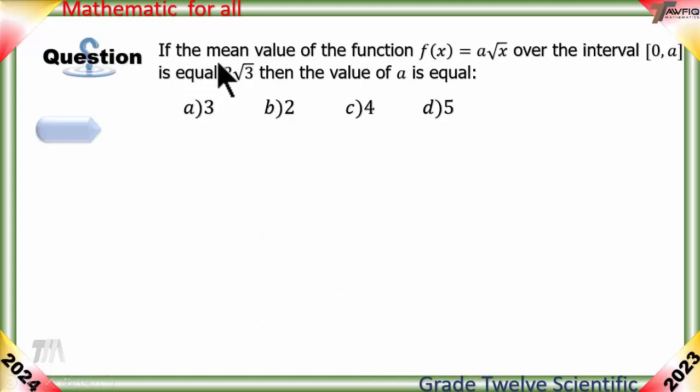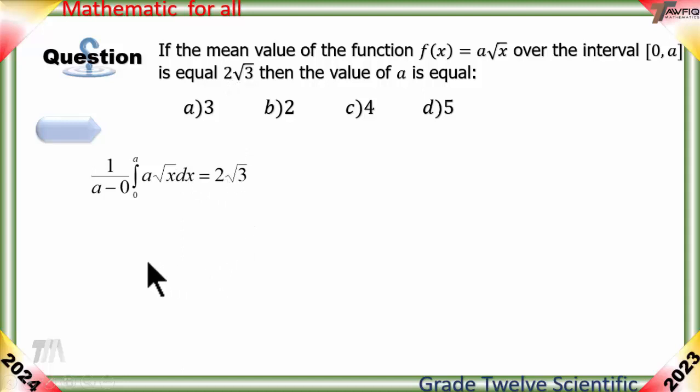Question. If the mean value of the function f of x equals square root of x over the interval [0, a] is equal to the square root of 3, then the value of a is equal to 3, 2, 4, or 5. The mean value is equal to 1 over a minus 0 times the integral from 0 to a of square root of x dx, which is equal to the square root of 3.